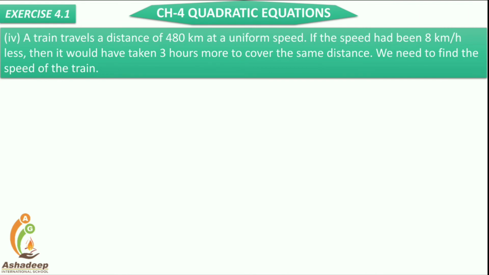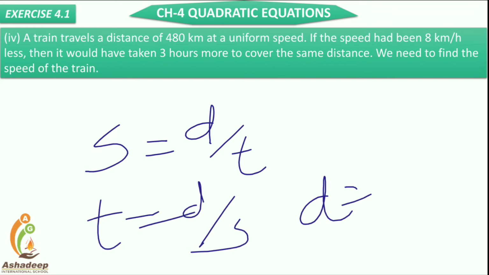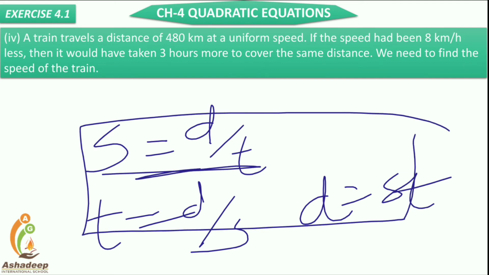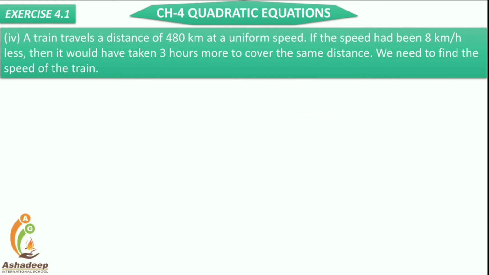Now this is the sum for the train. See, in this train वाले sums में क्या रहेगा, speed is equals to distance upon time. So therefore time is equals to distance upon speed and distance is equals to speed into time. तो ये तीन फॉर्मूलाज है, जो इसके ऊपर से दोनों फॉर्मूलाज हमको मिल सकते हैं. तीनों फॉर्मूलाज को आपको दिमाग में रखना है क्योंकि काफ़ी सारी जगह पर इसकी ज़रूरत पड़ने वाली है. So here what is given: a train travels a distance 480 km at a uniform speed.